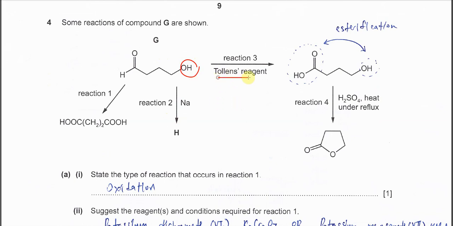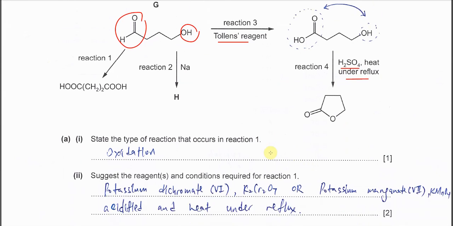Reaction 3 is Tollens reagent, so the aldehyde will react, and aldehyde itself will oxidize to carboxylic acid. Tollens reagent is mild oxidizing agent which can react with the aldehyde, and aldehyde will form this carboxylic acid. And after reaction 4, we see that H2SO4 heat under reflux. So COOH and OH, it can self-react, undergo this esterification, form cyclics.